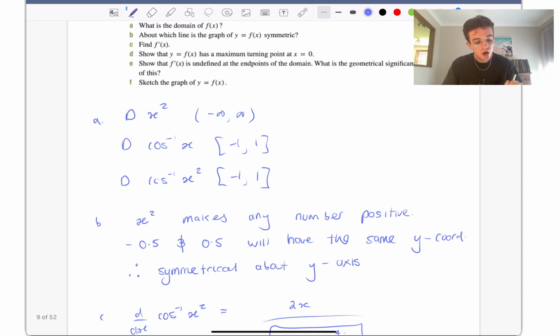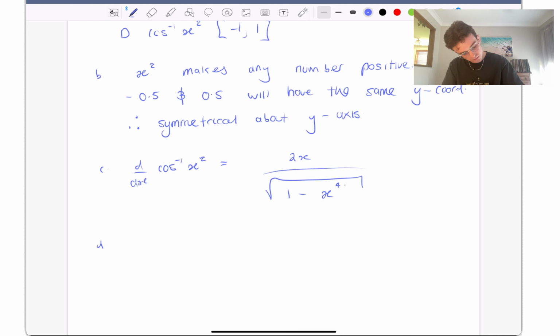Now part D says, show that f of x has a maximum turning point at x is 0. From our knowledge of advanced maths, we find turning points by setting the differentiation equal to 0. So let's set that equal to 0. Actually, I just did that differentiation wrong there, we need to put a minus here from our formula, so when we differentiate cos inverse, there's a minus on the top.